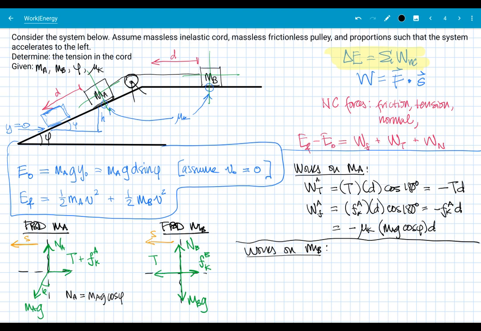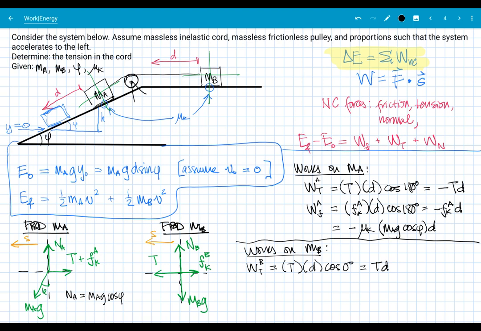And again, normal force doesn't do any work because it's orthogonal to the displacement. But tension does work. So I'm going to superscript this with a B, and that'll be magnitude of tension, magnitude of displacement times cosine. In this case, it's 0 because displacement and tension are in the same direction. So this gives me a positive TD there.